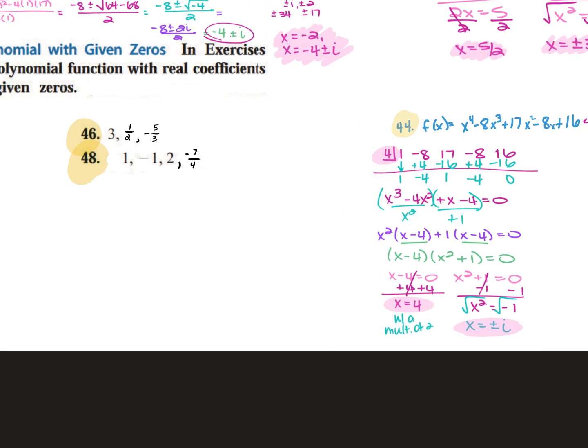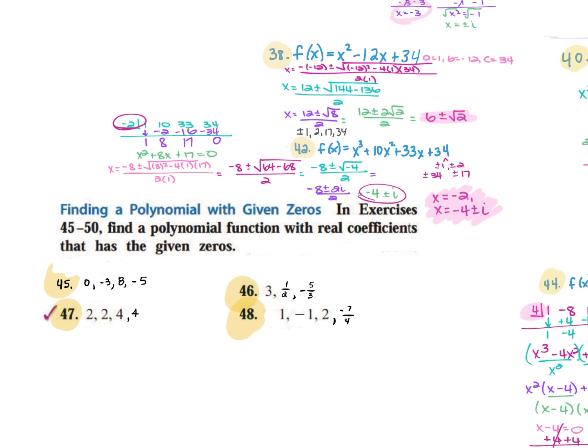For your next set of questions, you are given the zeros and you're asked to find the polynomial function with those given zeros. Remember with these, if you're given fractions, or really with all of them, set them equal to x. Then move the term over to the other side of your equal sign so that it's equal to 0. Once you have that, you have your binomial that you're multiplying by. So with 45, you have the zeros of 0, -3, 8, and -5. Let's do this.